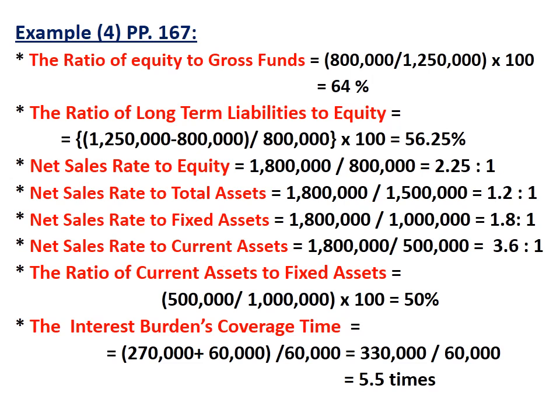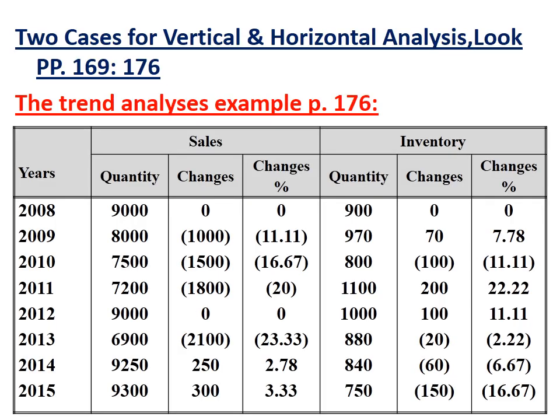Net sales rate to equity, net sales rate to total assets, net sales rate to fixed assets, net sales rate to current assets, the ratio of current assets to fixed assets, and the interest burden coverage times. It gives you the number of times that I can settle the interest on loans.